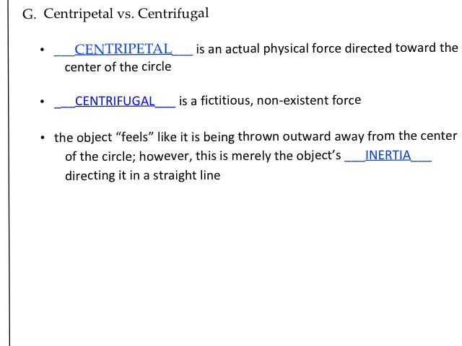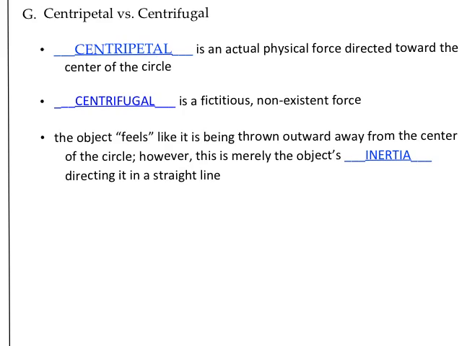Centripetal is an actual physical force directed toward the center of the circle. That's the thing that keeps the object moving in a circle and prevents it from traveling in a straight line. Centrifugal, on the other hand, is a fictitious, non-existent force. It's more of a feeling. And I don't know if you've ever been in a vehicle and it makes a really sharp turn and you kind of feel like you're thrown toward the outside of the door, maybe the outside of the car. But that feeling you get of being thrown outward away from the center is what we call centrifugal.